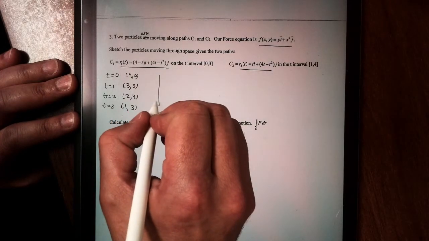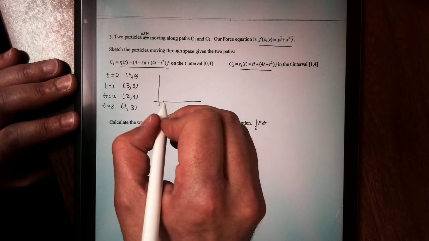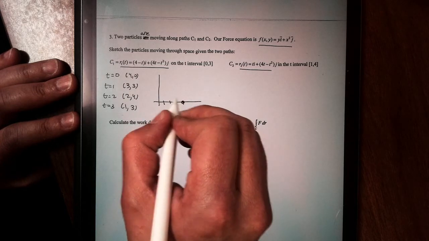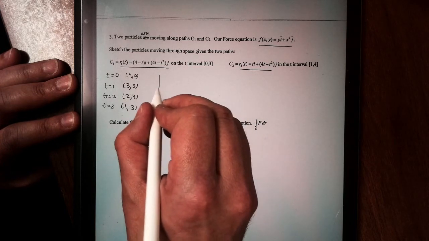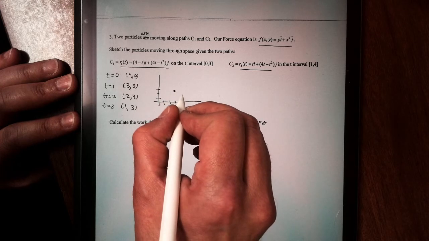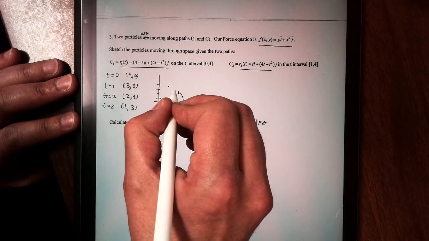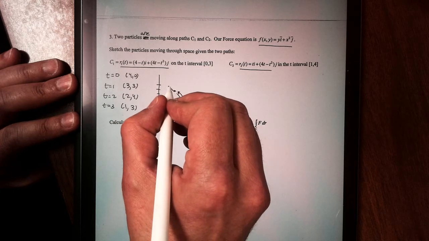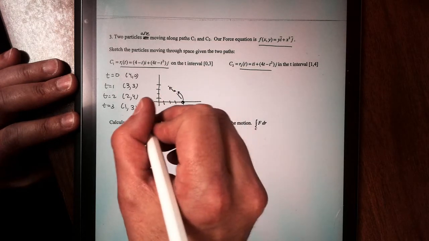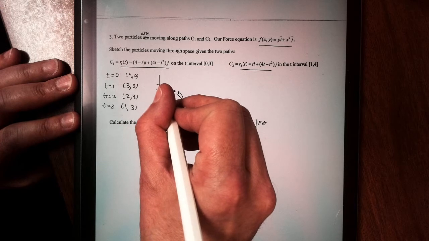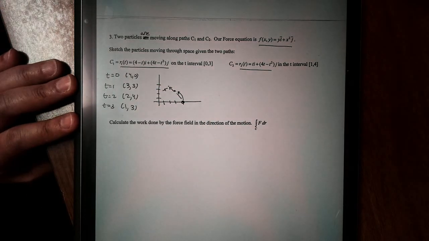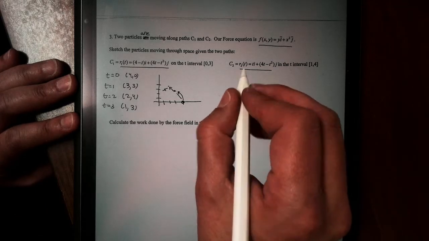And I can plot this. We are at 4, 0, 1, 2, 3, 4. Then we're at 3, 3, 1, 2, and 3. So I kind of got my location up here. Then we're at 2, 4. Whoops. And then up here. And then we go down to 1, 3. So it almost looks kind of like it's parabolic probably. But there's our path. For C2, we can do the same thing.